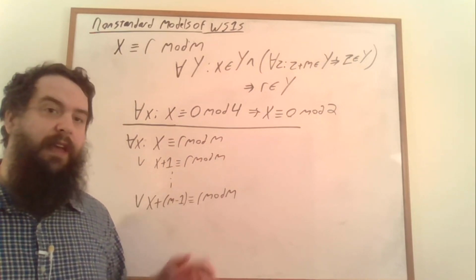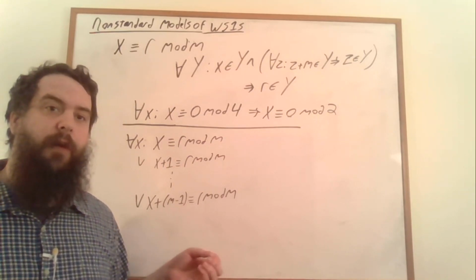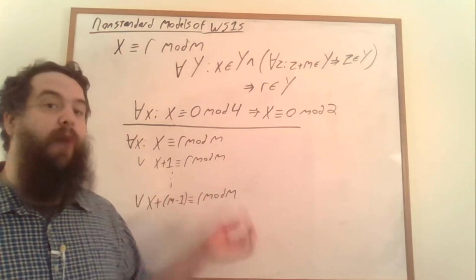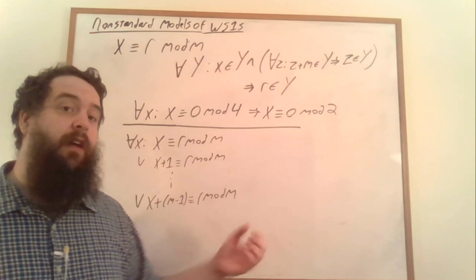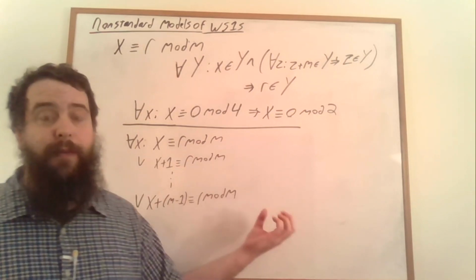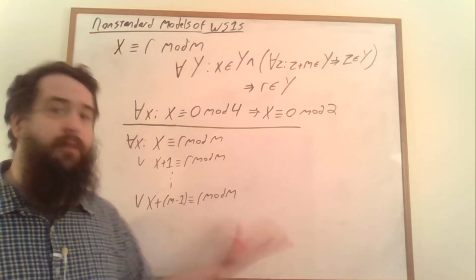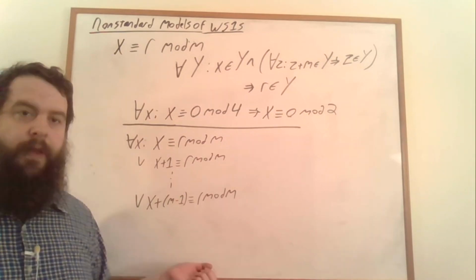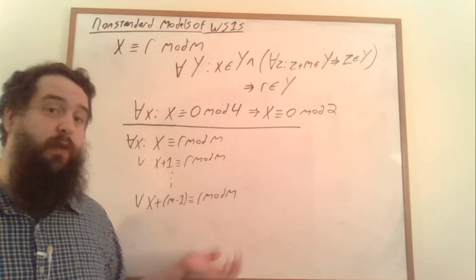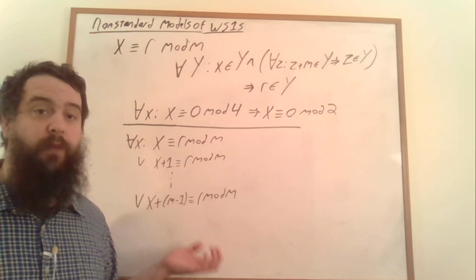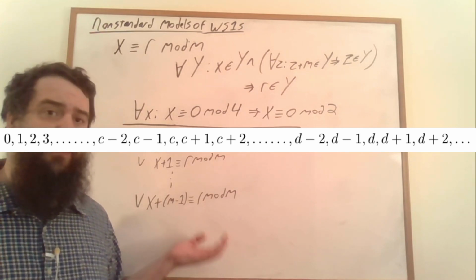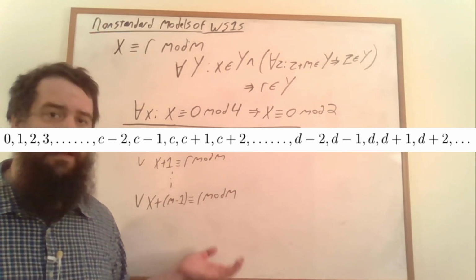It's a bit like if we were constructing a non-standard model of Presburger arithmetic and we added in two new elements, c and d. We would be free to specify the remainders of c and the remainders of d, and they could be completely independent from each other. Similarly, when we add in new elements c and d to our non-standard model of weak S1S, we're going to get something that looks like this, and the remainders of c and d can be completely independent of each other.